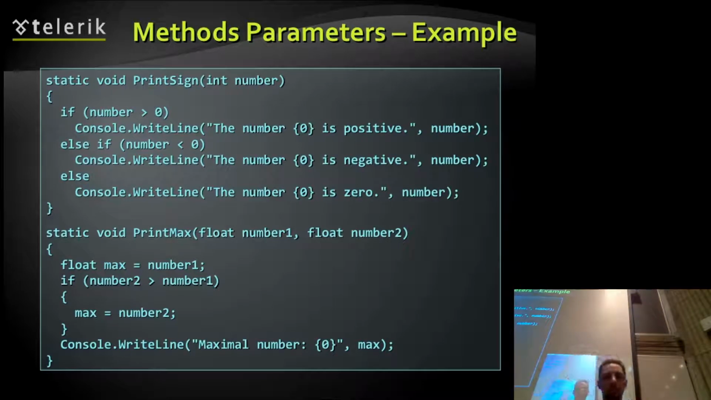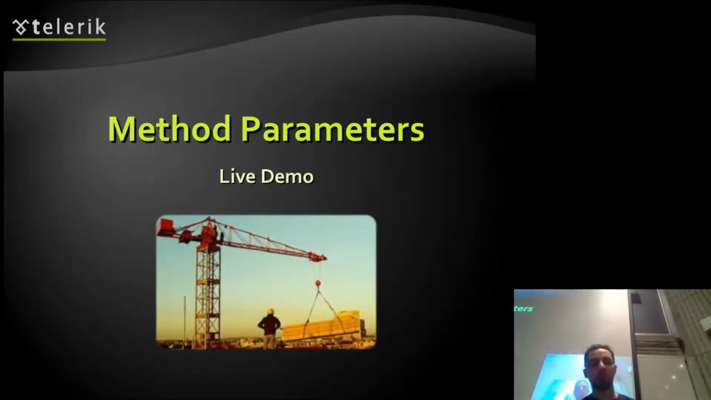Okay, so we've already seen print sign, we've seen print max, which just compares two numbers and prints out the max of the two. Let's look at those running. Method parameters. Where's my mouse? Okay. So these have a few more. It looks like I've added some. Printing the sign.